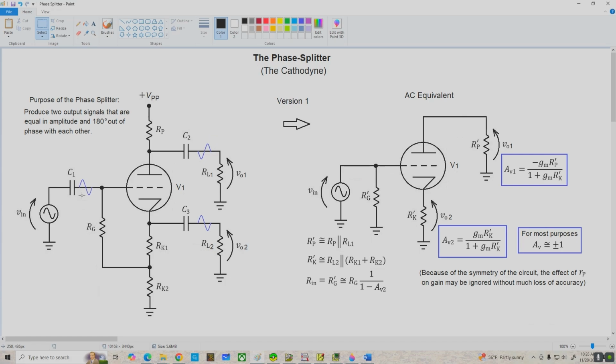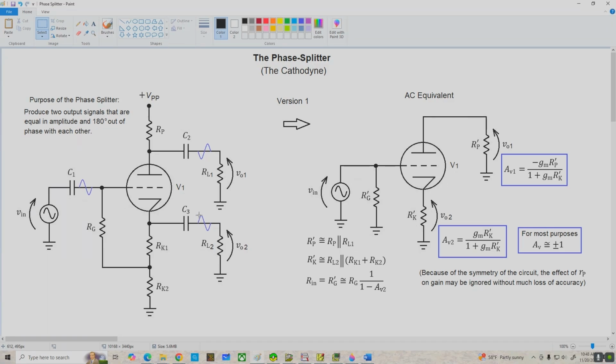in the schematic. All right, if we have a sine wave coming in on RL1, VO1 is going to be an inverted version because that's the common cathode side of the circuit. And down here, VO2 is going to be a non-inverted replica of the input because this is a cathode follower.